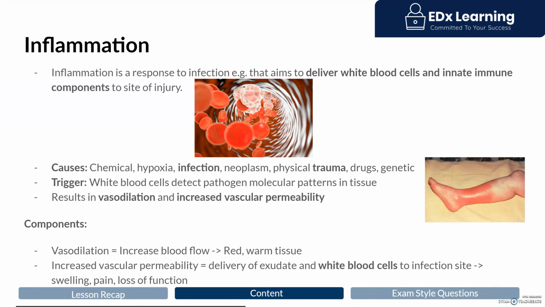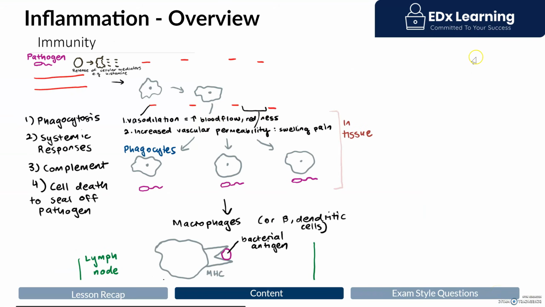Now let's go through a visual schematic to understand this. So a pathogen is present in the tissue, and you can see that here. Now eventually it's going to encounter a white blood cell. And when it does encounter a white blood cell, that white blood cell will be triggered and start releasing inflammatory chemicals.